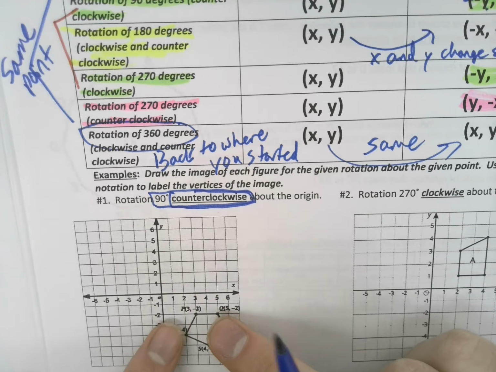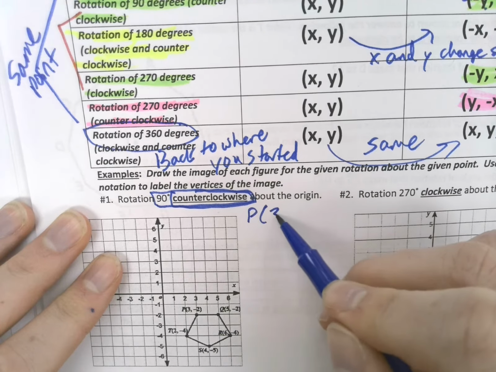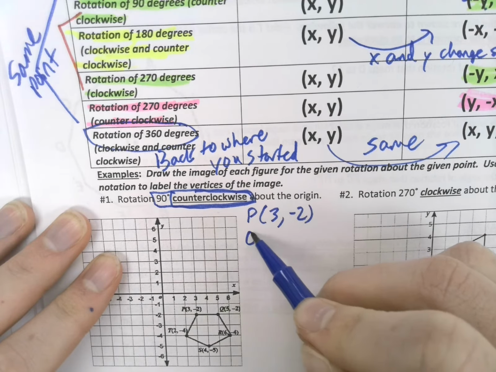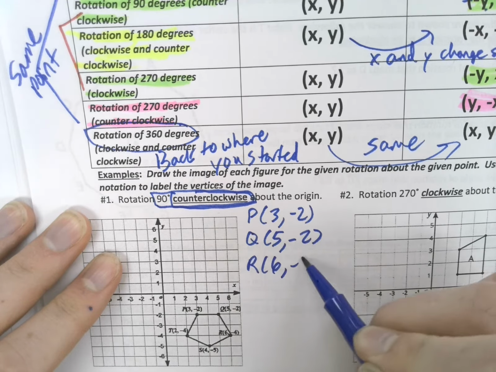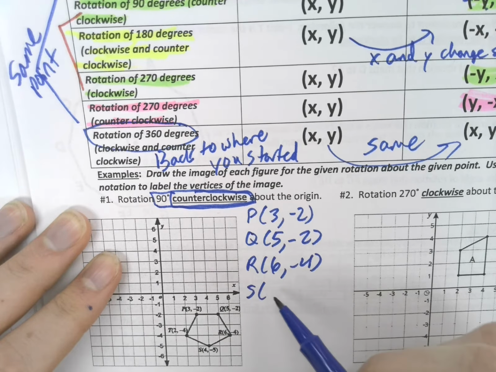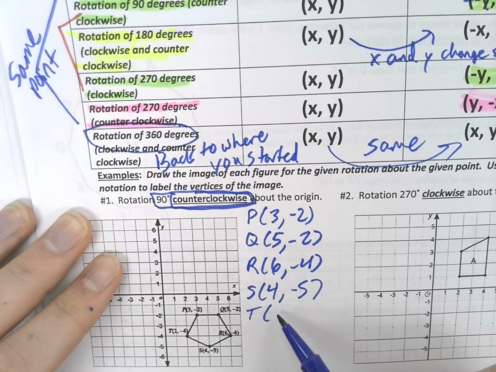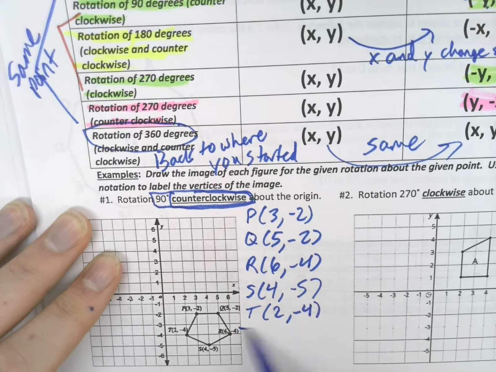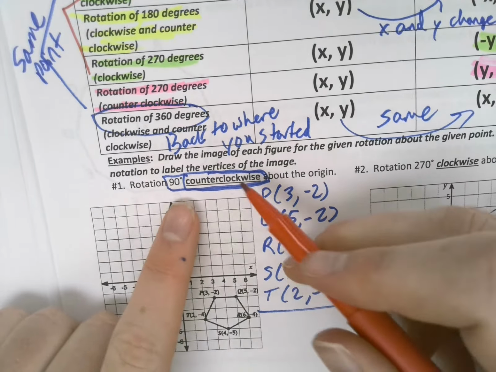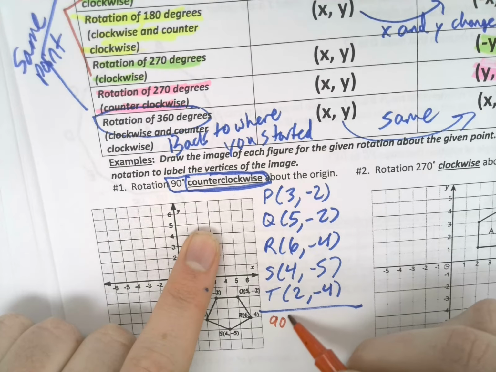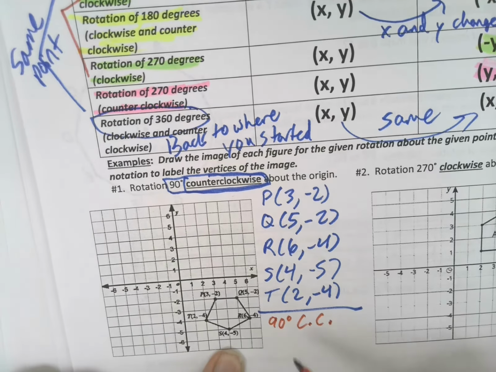First thing I would do is see what my points are. So here's the original. P, 3, -2. Q, 5, -2. R, 6, -4. S, 4, -5. And T, 2, -4. That's the original. As for the new points, when we rotate, here's our 90 degrees counterclockwise turn. So we're going to have P.